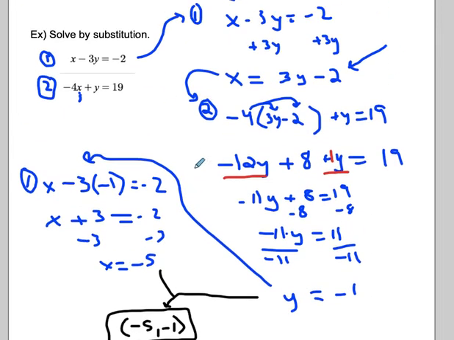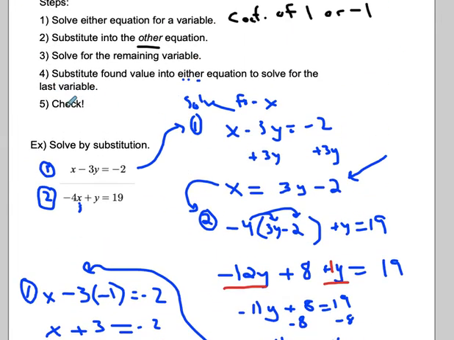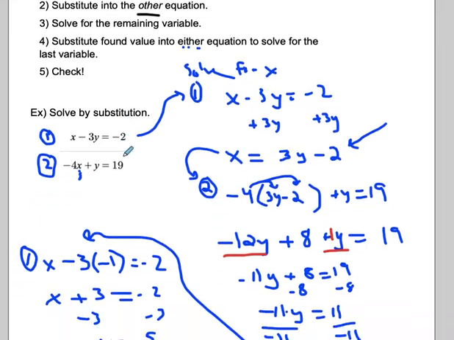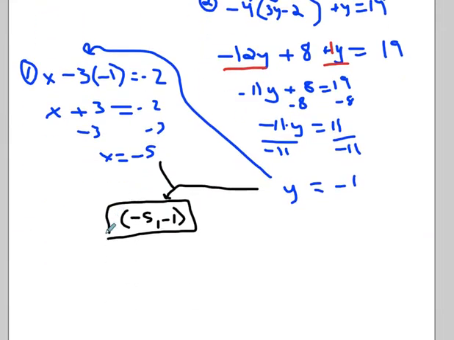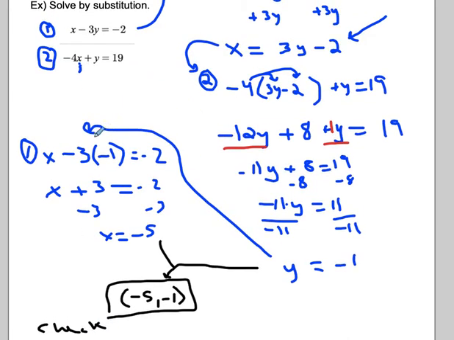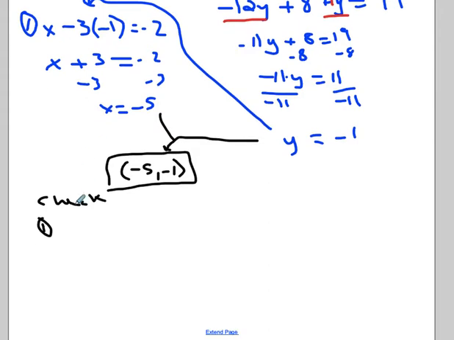Now I talked about checking your work. Once you find an answer, you should always check. Again, a solution to a linear equation is a point that is on that line. Otherwise, you plug it in and make sure that it satisfies that equation, which means it makes a true statement. So I'm going to check that by plugging it into both equations. Let's start with equation 1. Equation 1 is x minus 3y equals negative 2.